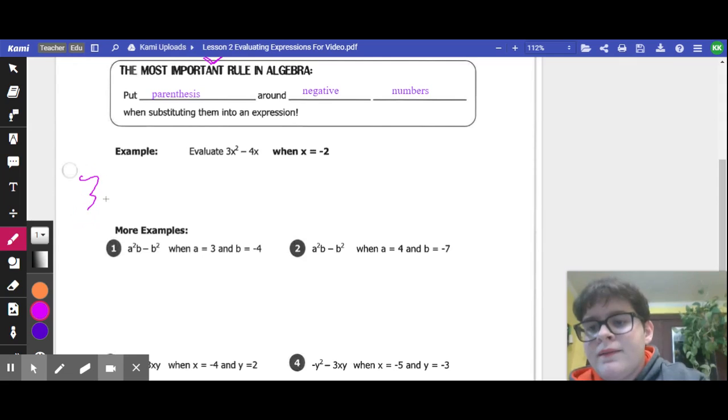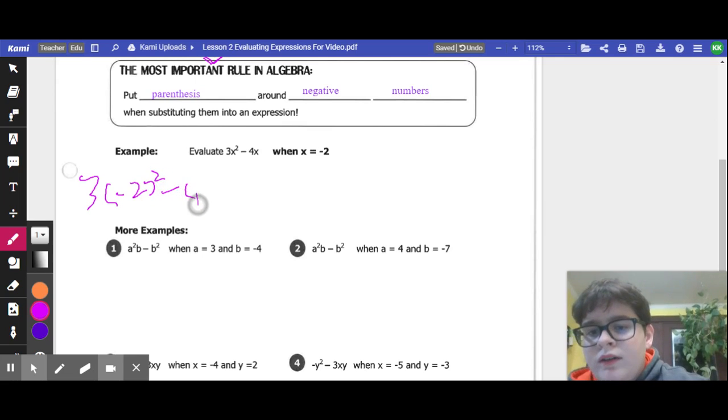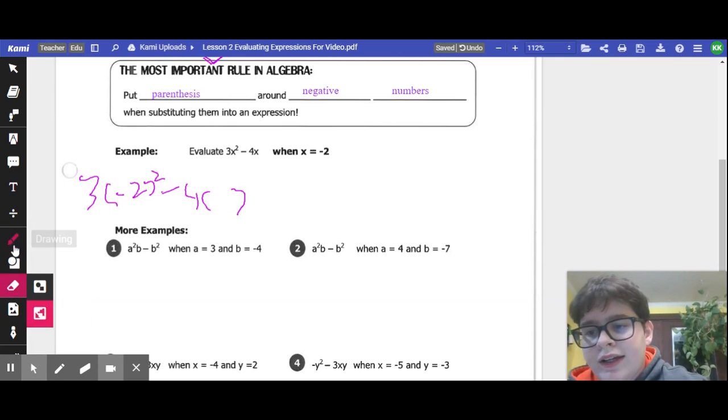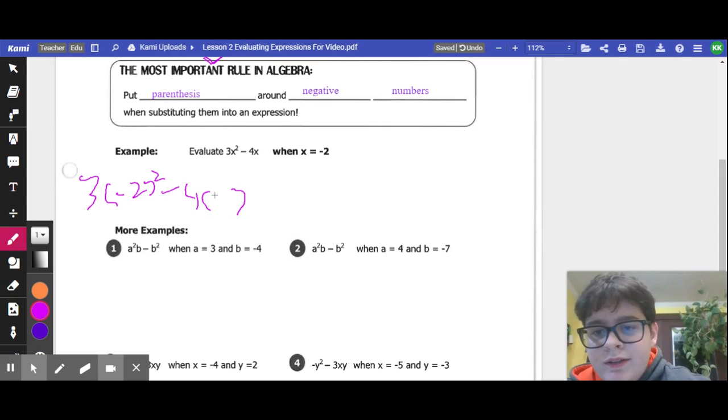So 3 parentheses -2 parentheses squared minus 4 parentheses -2 parentheses. We're going to do -2 because x equals -2. So now I have our expression.